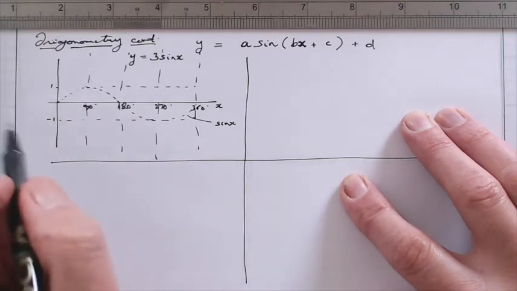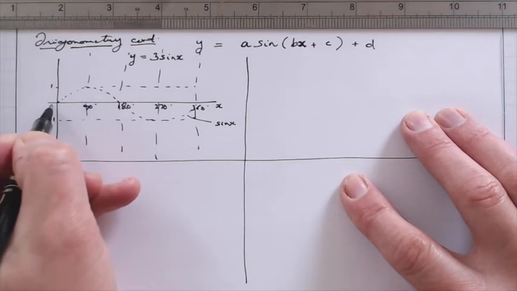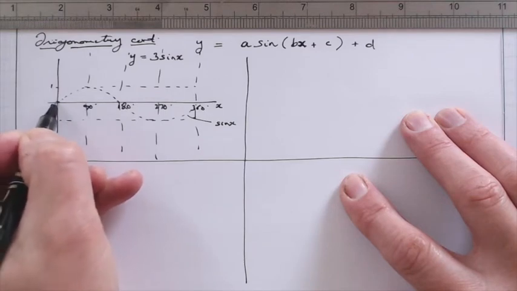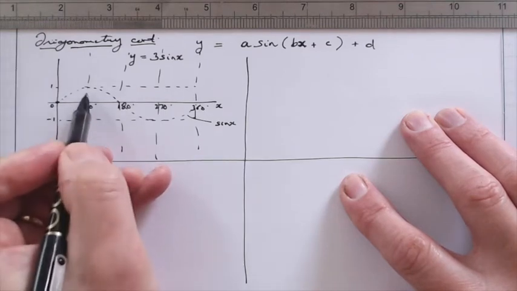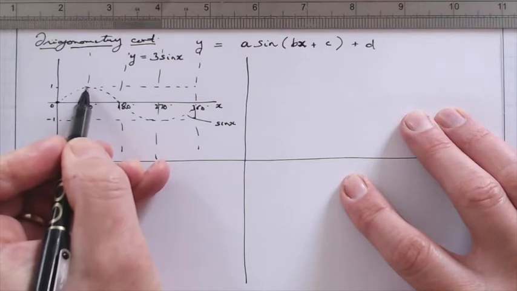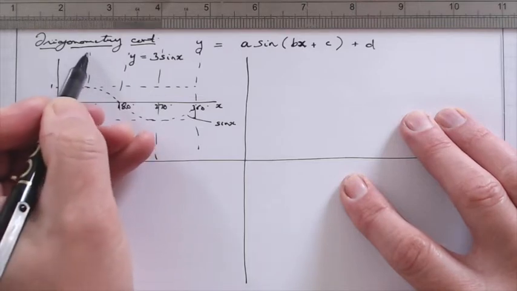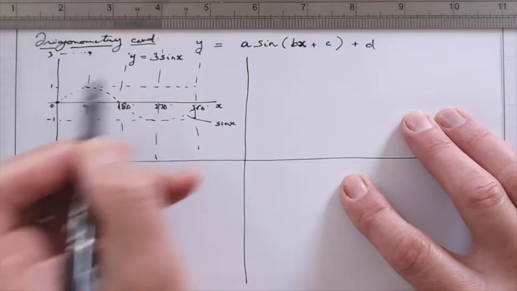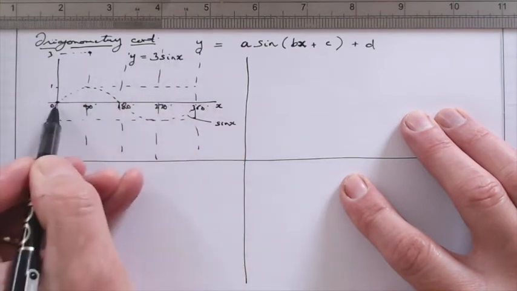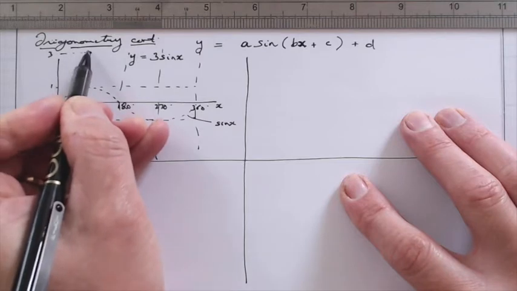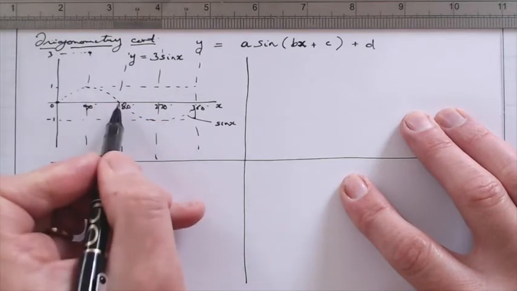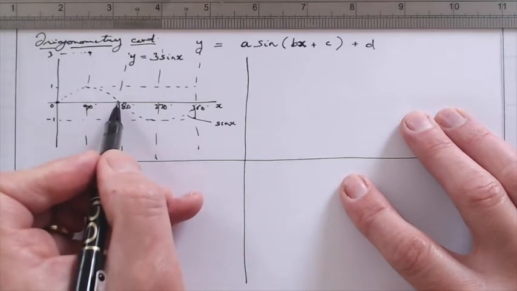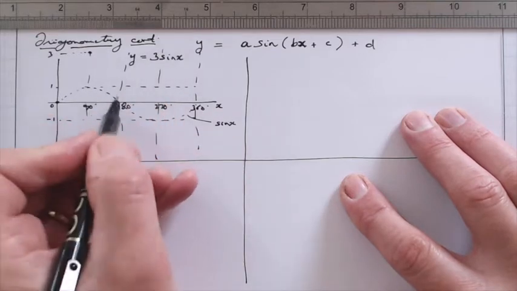So if we're at 0, 0 times 3 is 0. But at 90 degrees, where sine x has the value 1, we're now multiplying that by 3, and we're going to be all the way up here at 3. So this graph of y equals 3 sine x is going to go from 0 all the way up to 3. Now at 180 degrees, sine x is back at 0 again, and 3 times 0 is 0.